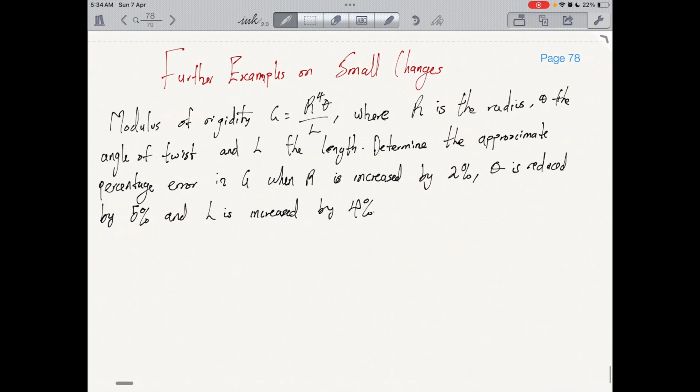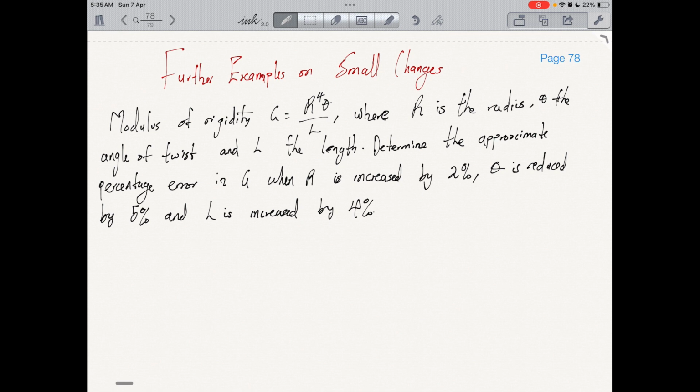Let's take another example on small changes. We are given that the modulus of rigidity G is equal to R raised to power 4 theta over L, where R is the radius, theta is the angle of twist, and L is the length. Determine the approximate percentage error in G when R is increased by 2%, theta is reduced by 5%, and L is increased by 4%.